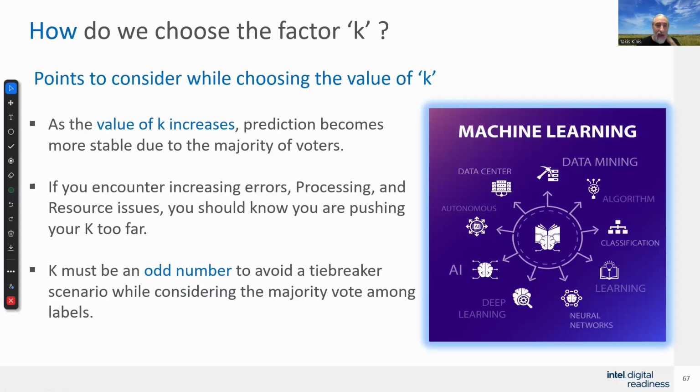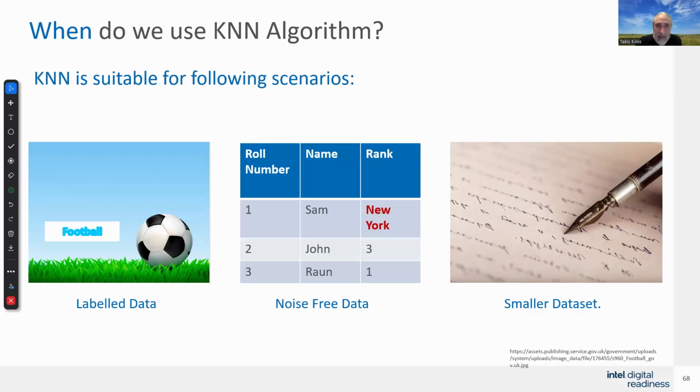It says here, as the value of K increases, prediction becomes more stable due to the majority of the voters. You're adding more data, so it's better. But as you add more K values, it's a lot more computing resources. And if you were working a live model, and you notice, oh, I made my K too big. Oh my God, it's taking an hour to process this. That's what happens when the K number is too big. All right. Let's take a look at some examples here.